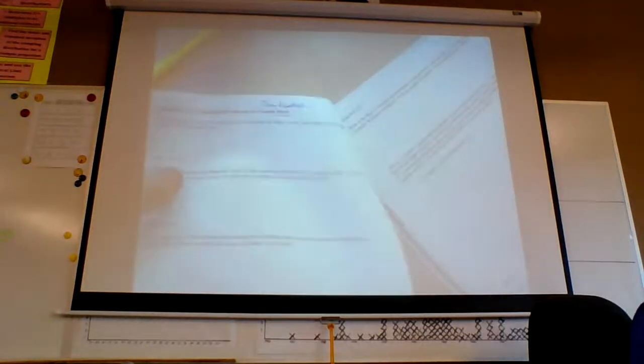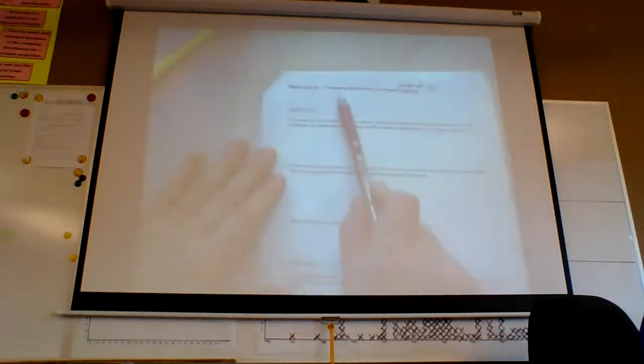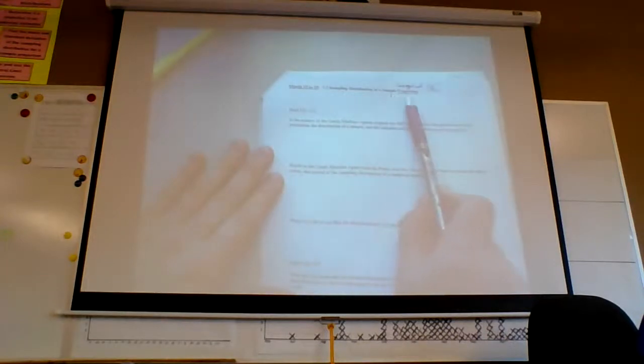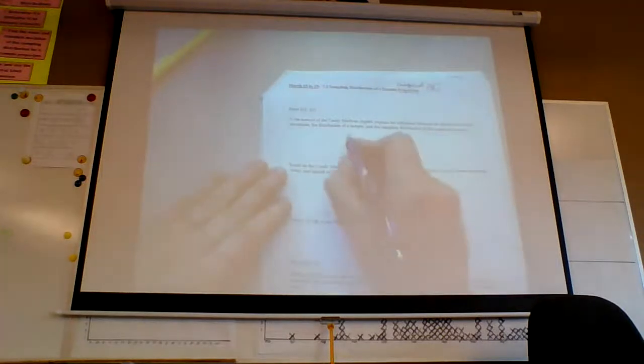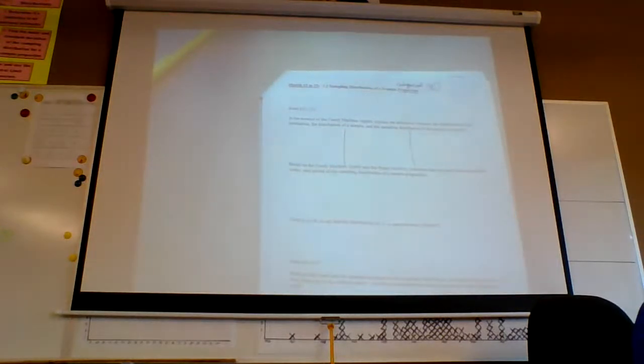What we're going to do today is we're going to investigate the sampling distribution of a sample proportion, percentages. Okay? So, we're going to look at Reese's Pieces. Do you like Reese's Pieces?